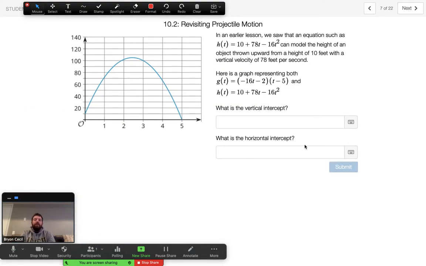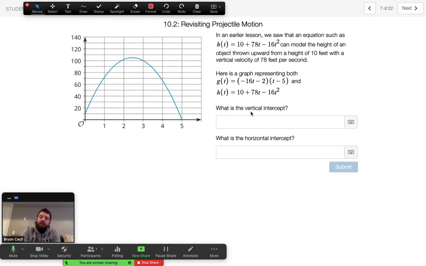Good job, Jada. In an earlier lesson, we saw that an equation such as h of t, same thing. I'm not going to read it 3 times, my bad. Here's a graph representing both. g of t equals negative 16t minus 2 and t minus 5, and then the same equation in standard form. So guys, remember, we call what g of t here, this is factored form, standard form.